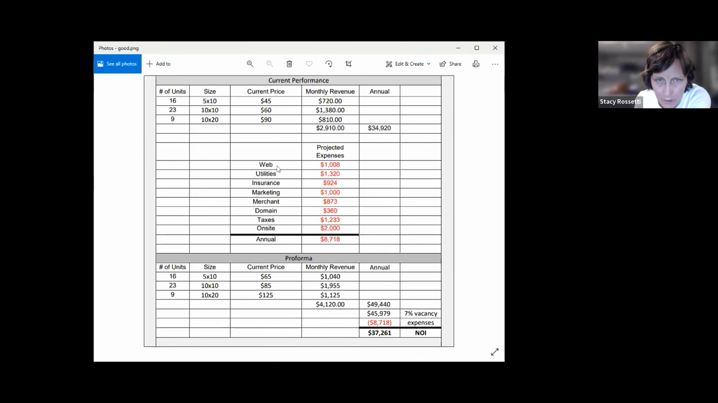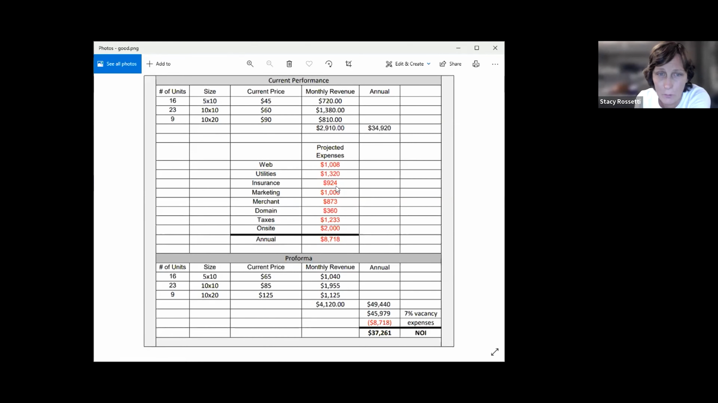But they're spending $1,008 on the web, right? Which I'm guessing is probably the software that they're using, and I'm not sure if they have a website or not, but I'm guessing that there's no website included in this price. This is probably just the back office software that they're using. And then the utilities is $1,320. So if you divide that by 12, essentially it's like $100 a month. That's a typical price for utilities. If there's electric at a small facility, it's going to be about $50 to $100 a month.